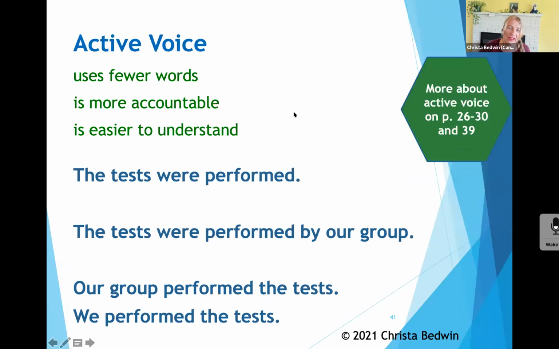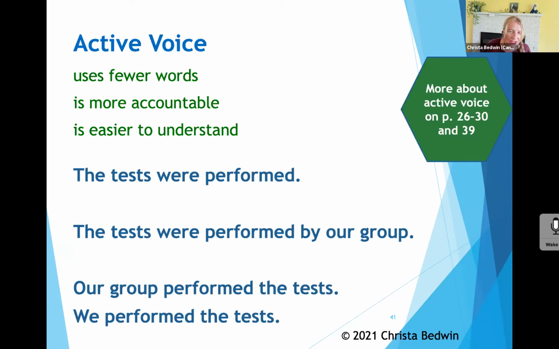Now this one might look more familiar to you. The tests were performed. I have seen this sentence hundreds of times. Well, who performed the tests? Okay, the tests were performed by our group. But why say it that way? Turn the sentence around the right way and say, we performed the tests. Or if you don't want to say we, our group performed the tests. This is easier for an English reader to understand. So the sentence ends up being backwards if you don't just say it in a straight line.